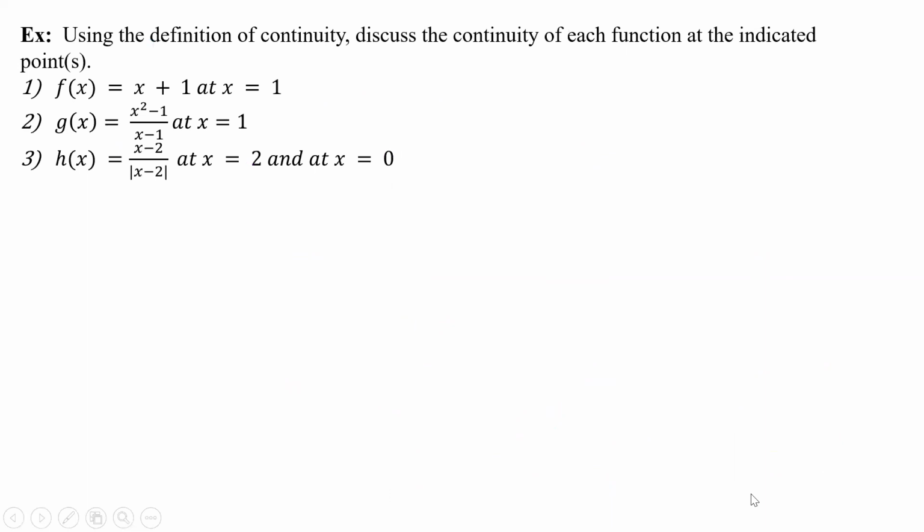All right, how about this one? Using the definition of continuity, discuss the continuity of each of the functions at the indicated points.